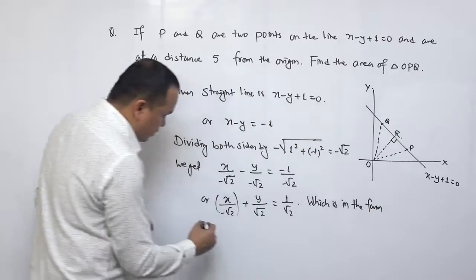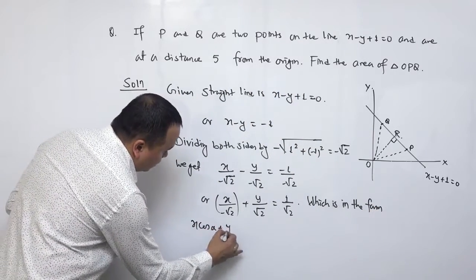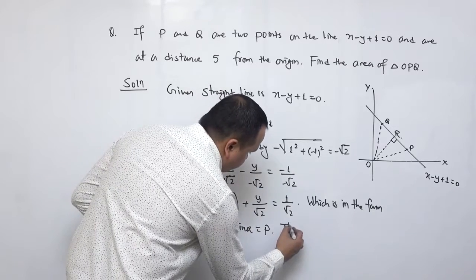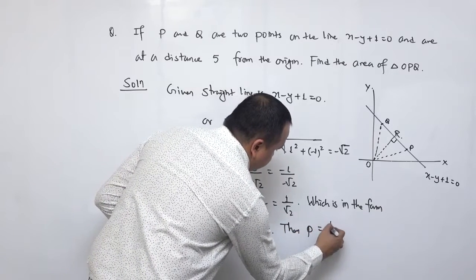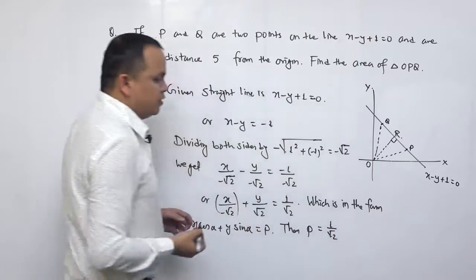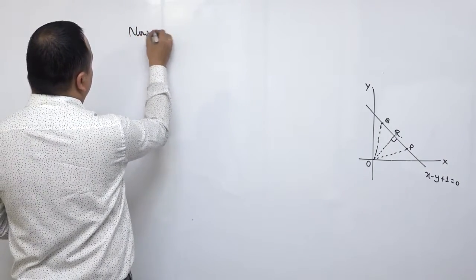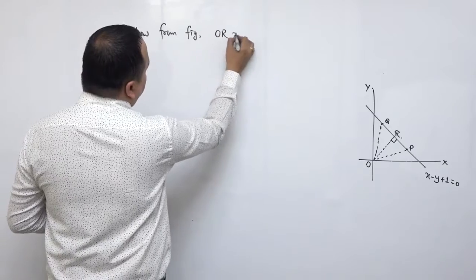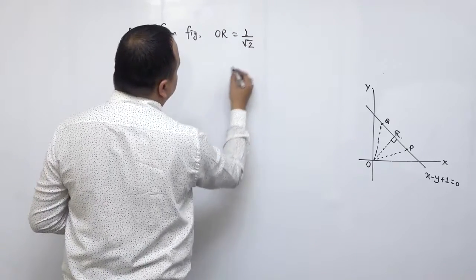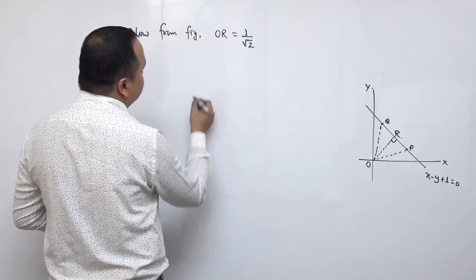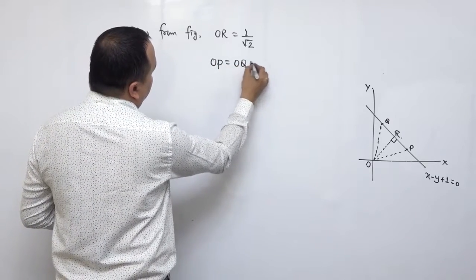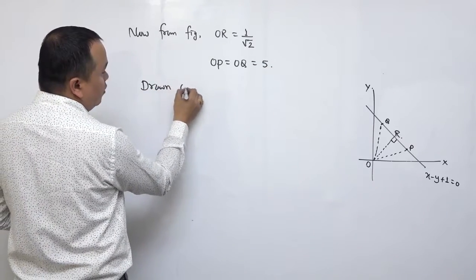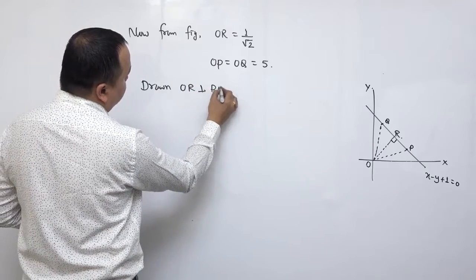Which is in the form x cos alpha plus y sin alpha is equal to p. Then p is 1 upon root 2. Now from figure, OR is equal to 1 upon root 2, and by given OP is equal to OQ is equal to 5. Draw OR perpendicular to PQ.